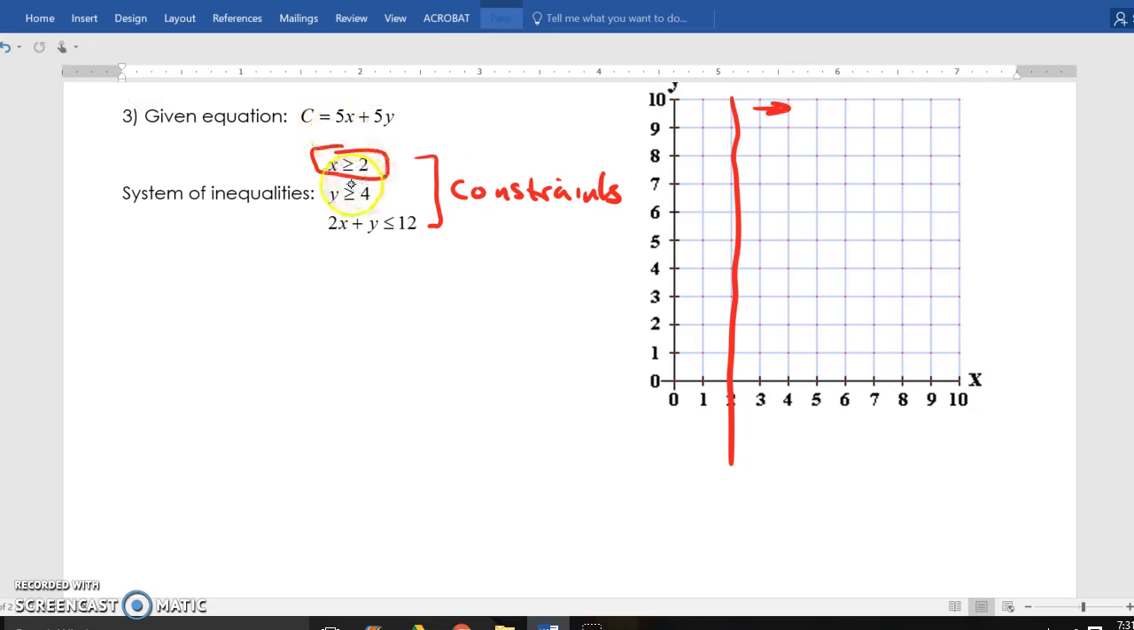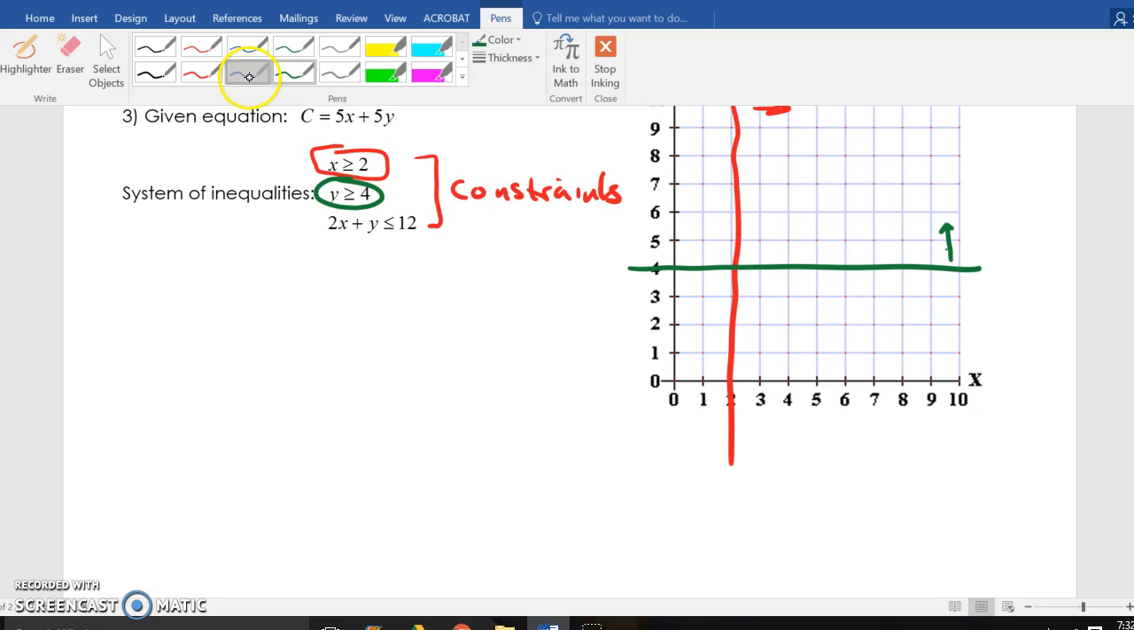The second line, y greater than or equal to 4. You know that's going to be a horizontal line because there's only one variable. It's going to go through the y coordinate 4 like such. Since y is greater than or equal to 4, we know we're going to shade up.